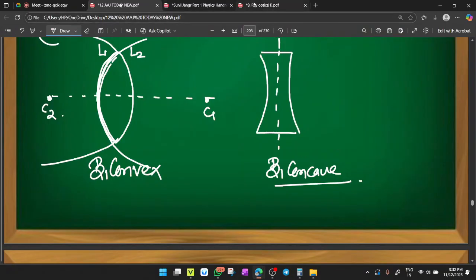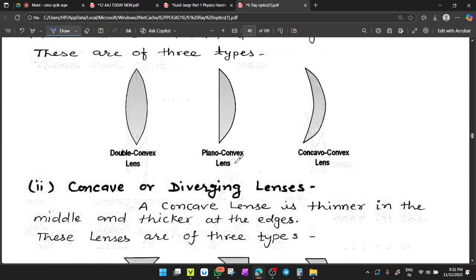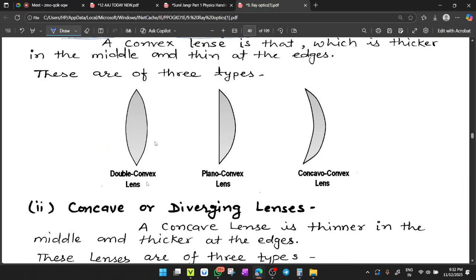So, yes. See, this is double convex. This is plano convex. One of the faces is plane and the other face is convex, so it is called plano convex. And this is concave and convex, so it is called concavo convex.